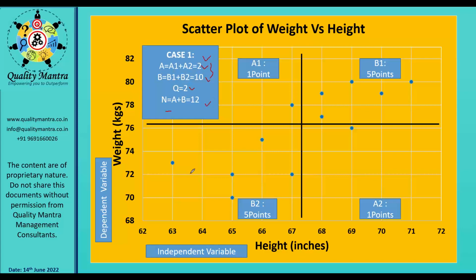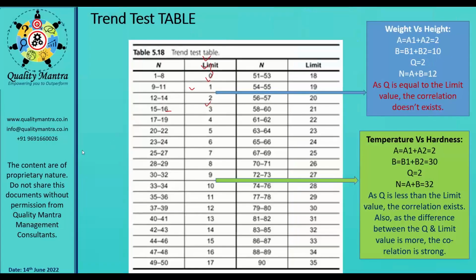Now we will go to the trend test table again. Here we will see the total number of points was 12, so it comes under this row. And what is the limit value? 2. And what is the value of Q? It is also 2. So Q is equal to or greater than the limit value, which means the correlation exists only because of some random chance.